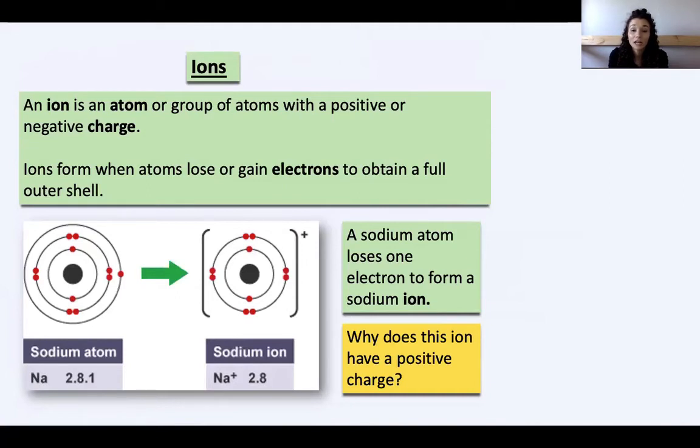Fantastic, well done. So why does this ion have a positive charge? Because it's lost an electron and electrons are negative. Okay, so that would be your answer for that.